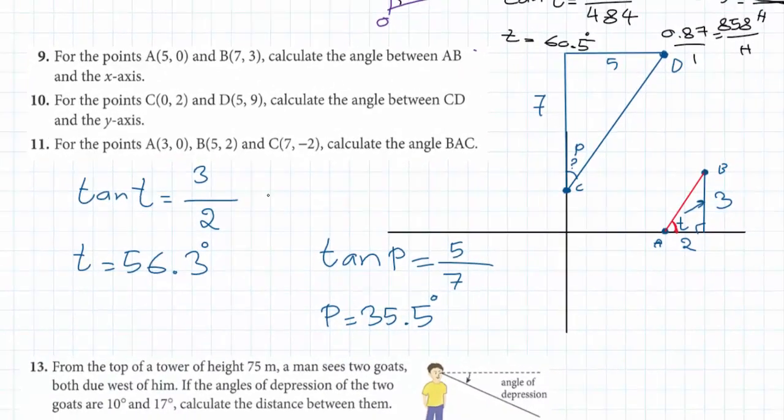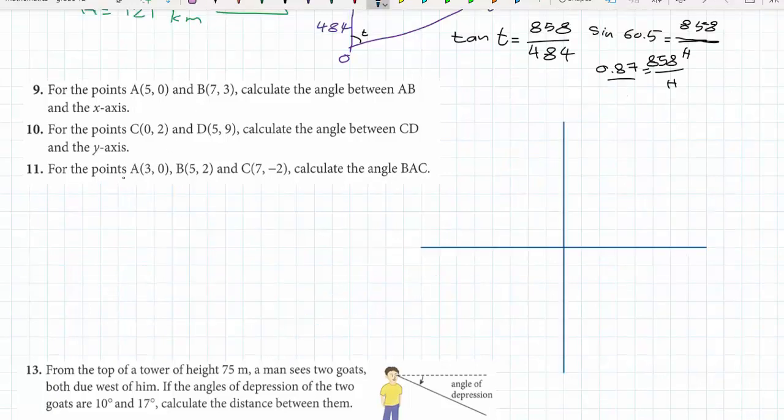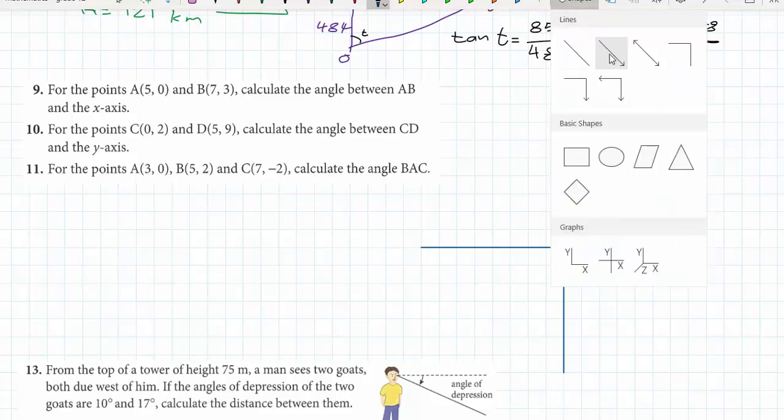Question 11. This time we have 3 coordinates, and we need to calculate the size of the angle between them, which is angle A. After we plot all the 3 points, question 11 point A is 3, 0: 3 in x-axis and 0 in y-axis, means this is point A. Point B, 5, 2. 1 2 3 4 5 and 2 up. It's right here. This is point B. And point C is 7, -2. 1 2 3 4 5 7. -2 goes down 2 steps like this. Now let's join them with straight lines.